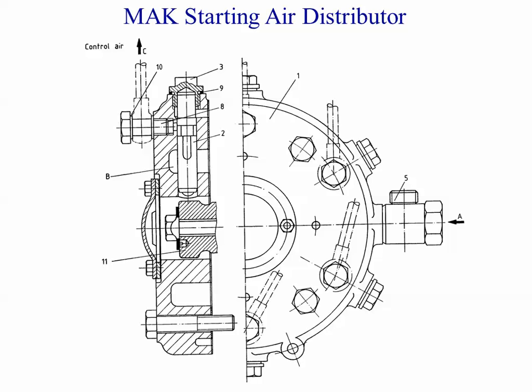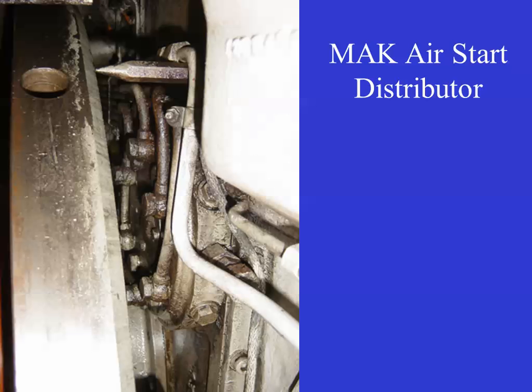The start air distributor, this is again the drawing from MAK. This is where it is on the Bear. Right here. This is your flywheel. There's your start air distributor. If you haven't seen it, go on the Bear and go look. And the camshaft itself is behind this, and the camshaft lobe to drive the start air distributor is right off the end of the camshaft.